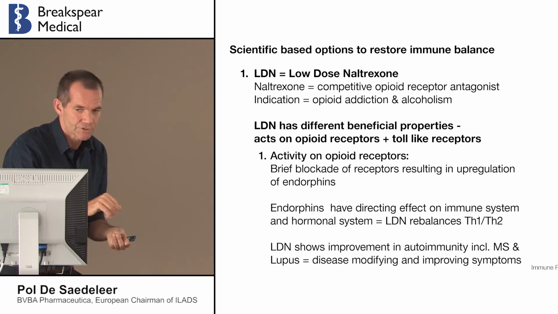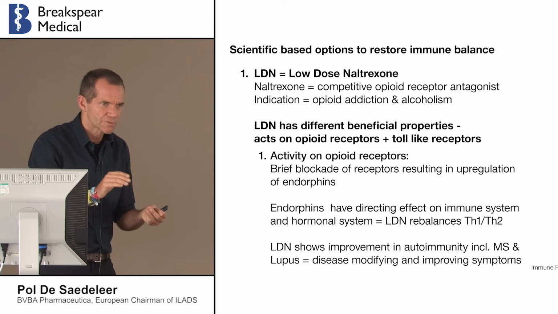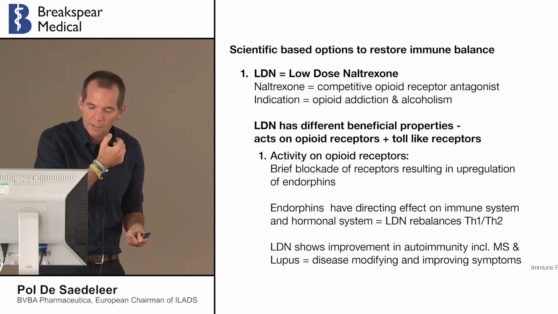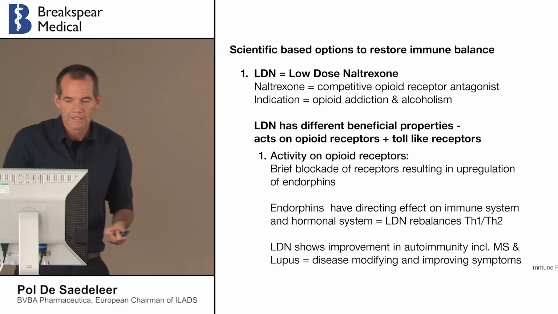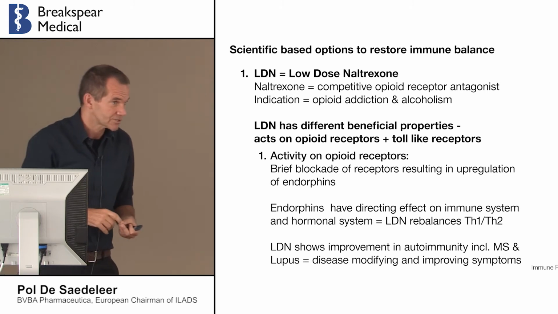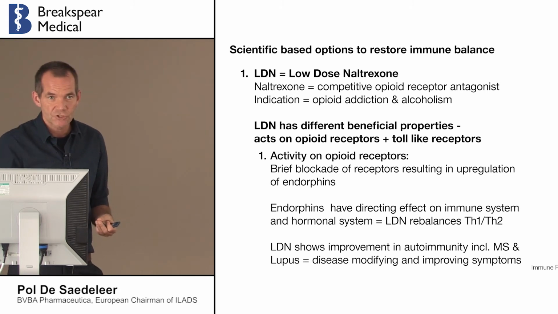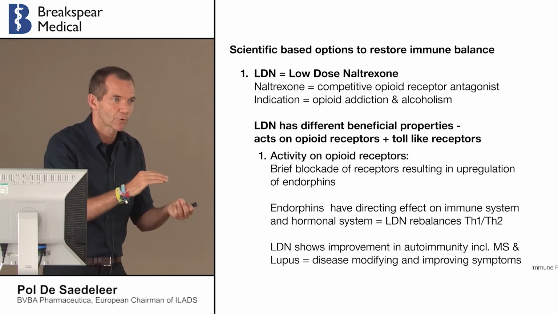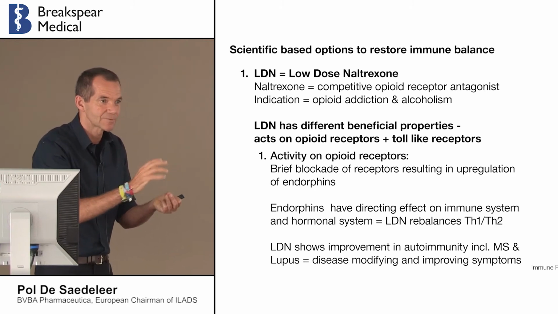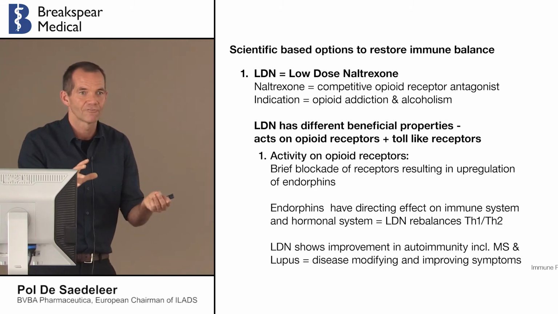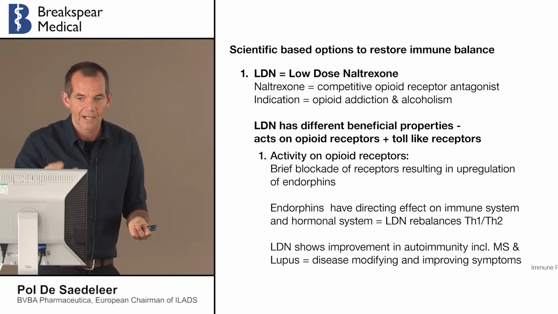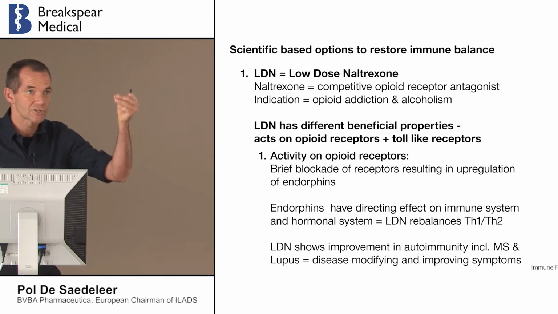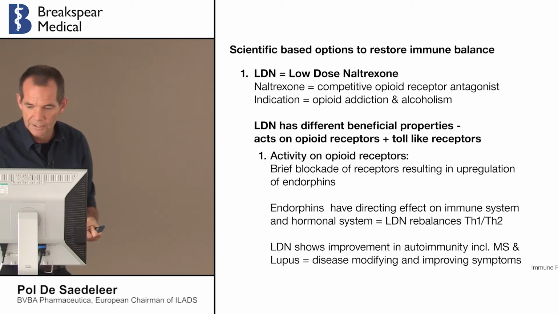LDN, low-dose naltrexone, doses between 1 and 4.5 milligram, has been introduced, I should say, in treatment of HIV patients long ago to prevent the destruction of immune system. And in the studies, we measured the progression of CD4 natural killer cells. But this was the official introduction of LDN. Now, LDN is used in many studies, MS and lupus patients, rebalance Th1, Th2.